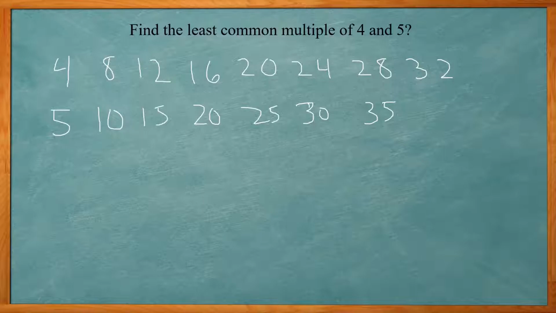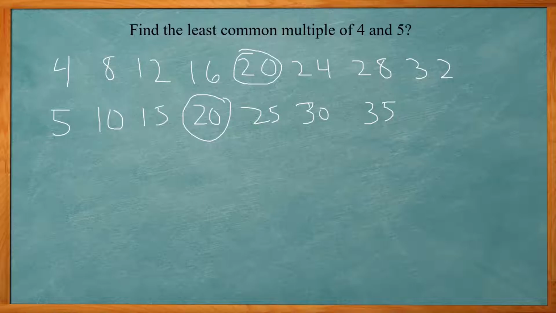So the least common multiple is where they both have a common multiple, the first one that we encounter. So we look at that, that's going to be 20. They both have 20 as a common multiple. And that's the least one, the first one that we encounter.